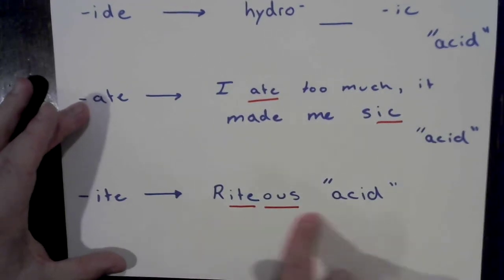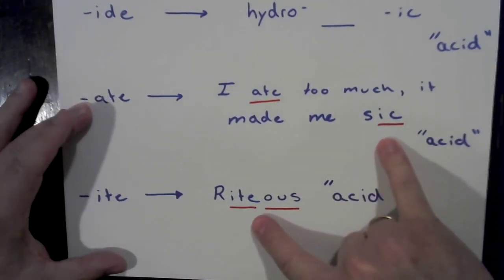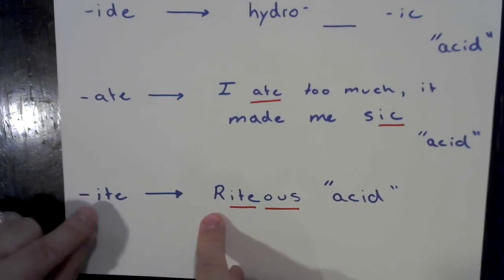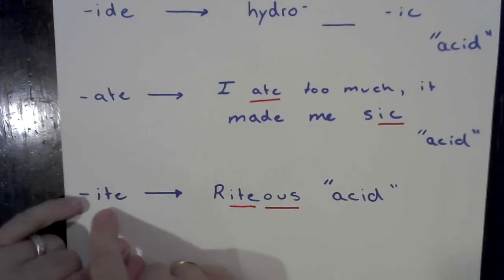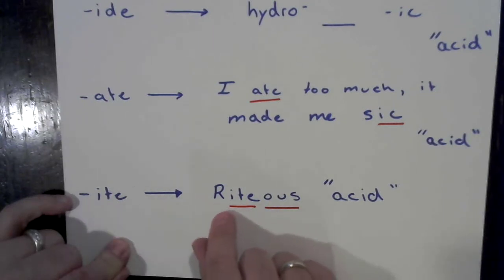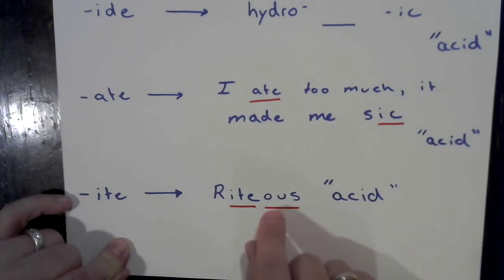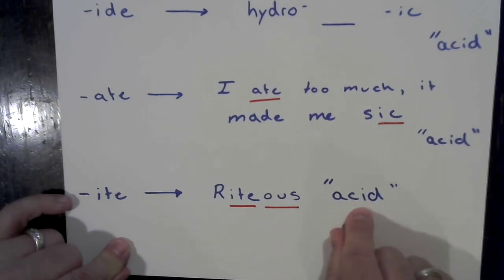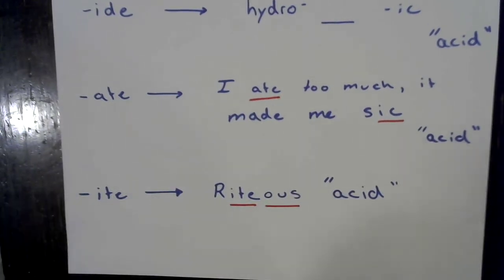So I know I'm misspelling these words here, but remember, we're just trying to figure out how to name our acids. The way that I like to remember this one is this is righteous acids. So when I have an ITE ending, there's my way of remembering that. Those are righteous acids. We're going to change the ITE to an OUS, and we're going to say the word acid. Those are the only 3 ways that we do this.